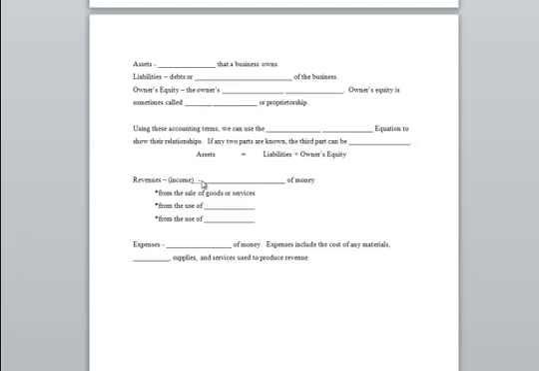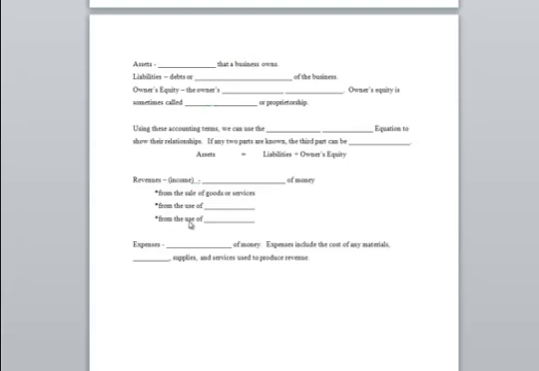And we generate revenues from three sources: from the sale of goods or services. In our business, this Carolyn Wells accounting business, we provide a service to our customers, and they pay us for it. We're also going to generate revenue from the use of money. And how can we generate revenue from the use of money? It might be interest income that we earn on investments.